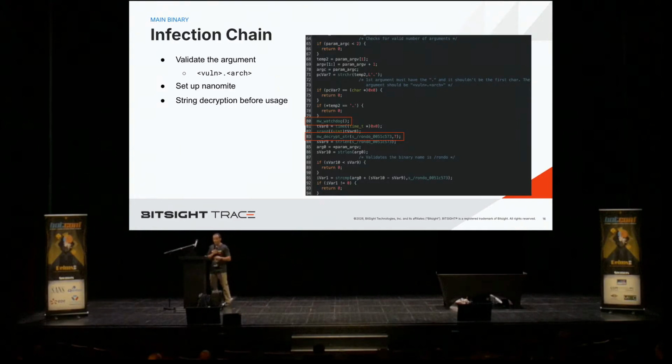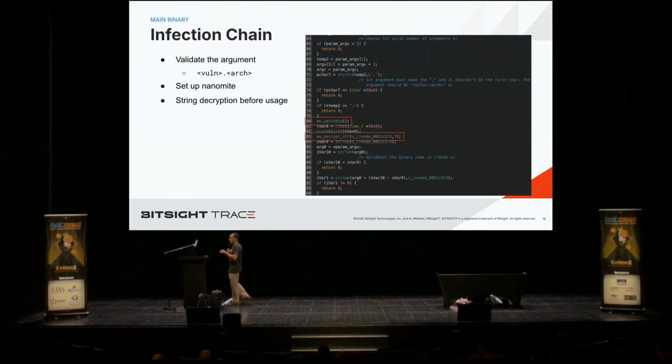So the infection chain itself, I'll start with the start of the binary. I just want to point out some specific things. They start by validating the argument that they receive, which, as we saw, was the vulnerability name and the architecture. And then on line 80 they call what I define as the watchdog function, and I also want to highlight the string decryption. I'll focus a little bit on these two things because they give you good indicators of how this works, and they're interesting.